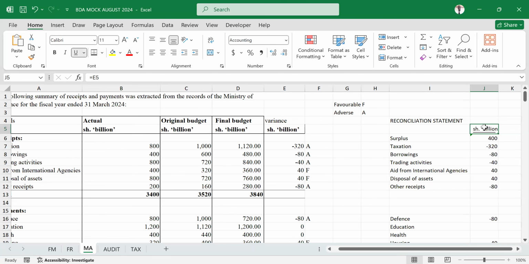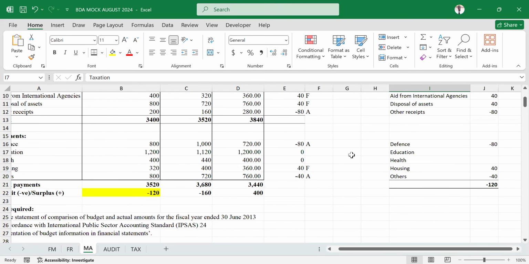Are we together, guys? Are we together? I want us to do now the graph. Are we together? Silence means everyone is good.